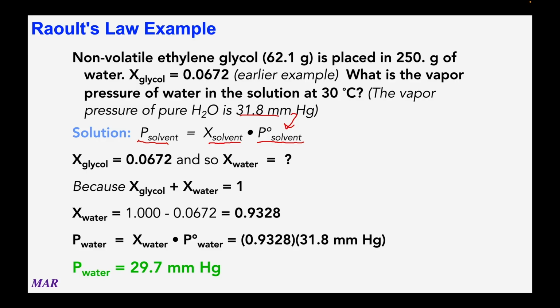In pure water at this temperature, vapor pressure 31.8 millimeters of mercury. But in this solution here with ethylene glycol, where we have the bouncers, the blockers, the ethylene glycols, they're preventing some of the water in the liquid phase from getting to the gas phase. So the vapor pressure is lower. It's 29.7 when it was 31.8. This is the vapor pressure lowering phenomena. The vapor pressure of the solvent is lower in the solution than it is in the pure solvent.